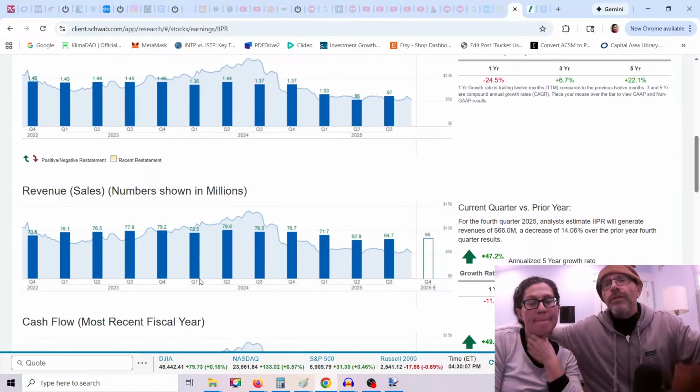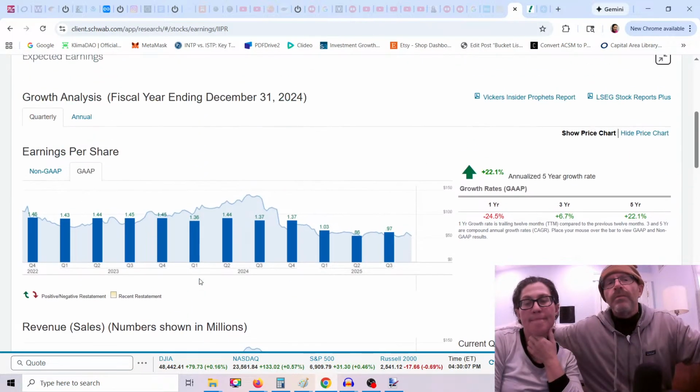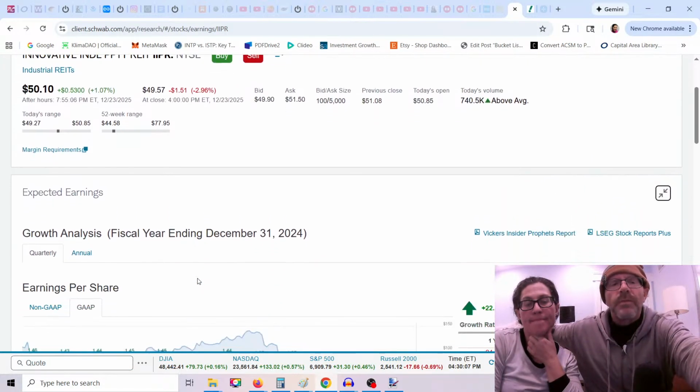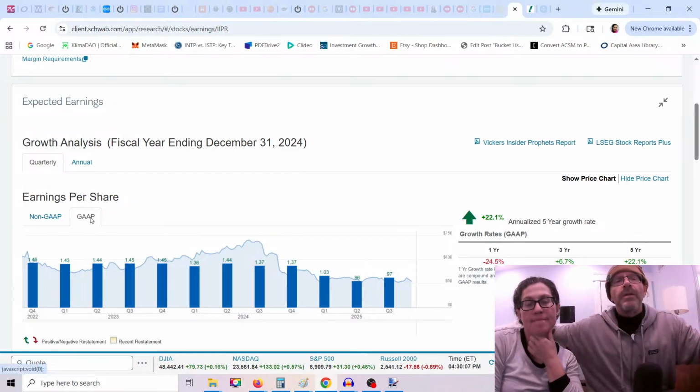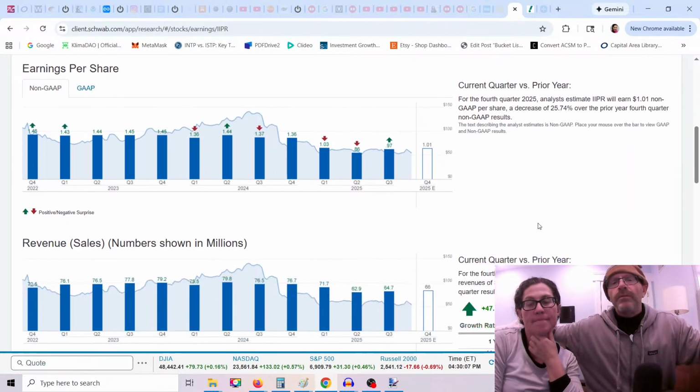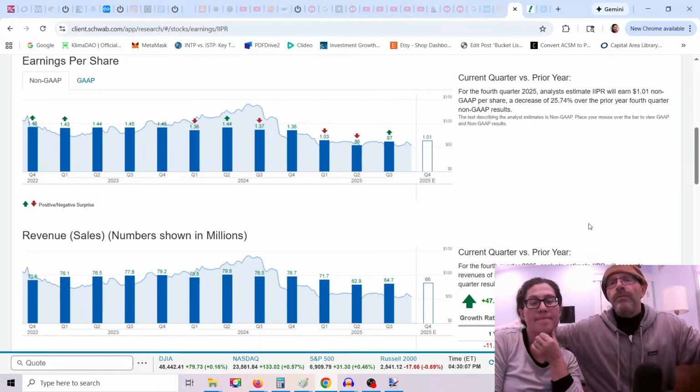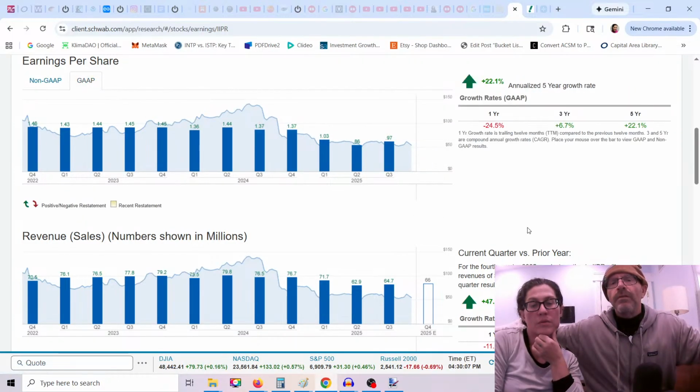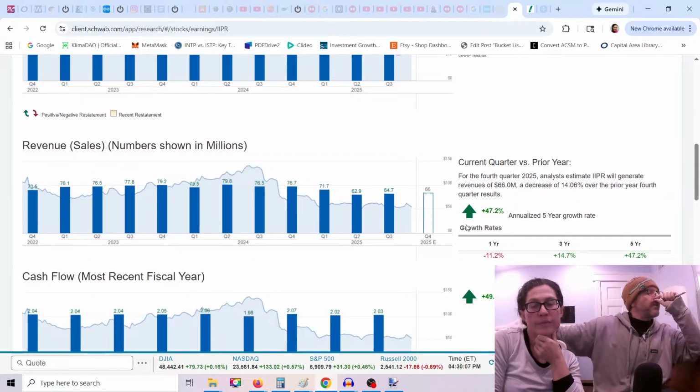Click on show more there. What is it making per share there? Go up to non-GAAP. Looking at 101. Okay, do the GAAP again. No, get rid of that one.